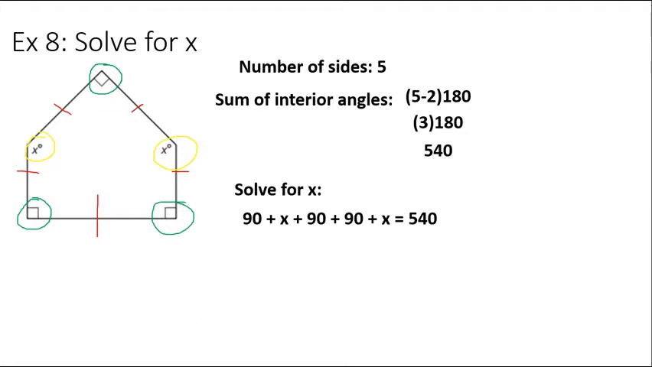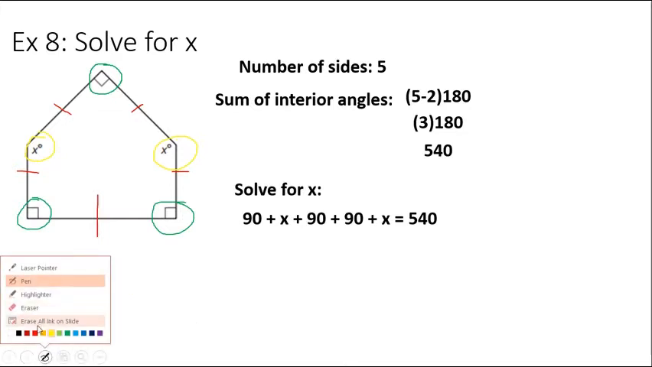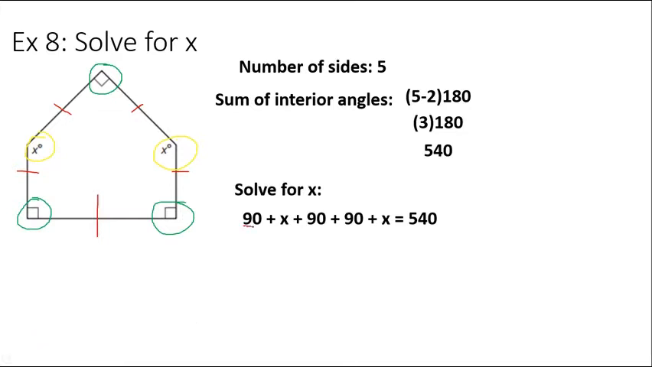Okay. So what I do first is I want to add up all the 90s. So I now have 1, 2, and then 3 90s. And then how many x's do I have? I have 1 and then 2 x's, right? So what I do here is I take 90 plus 90 plus 90. That gives me 270. And then I have 2 x's, so I'm going to put plus 2x. And that's going to equal 540 degrees.